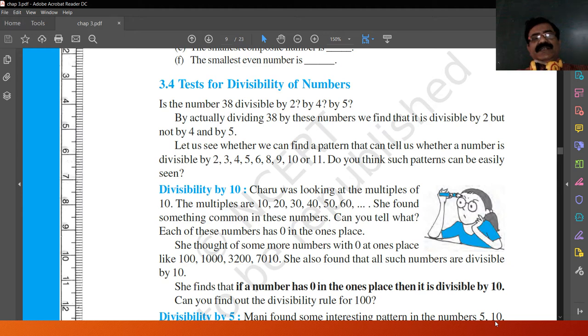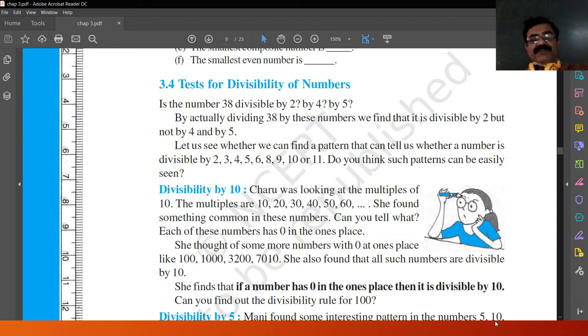You can see, is 38 divisible by 2, by 4, or by 5? By actually dividing 38 by these numbers, we find that it is divisible by 2 but not by 4 and 5. So there are some rules. By knowing these, very easily we can find which number is divisible by any number.